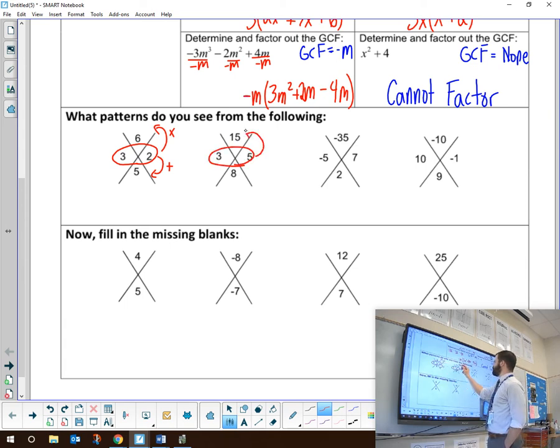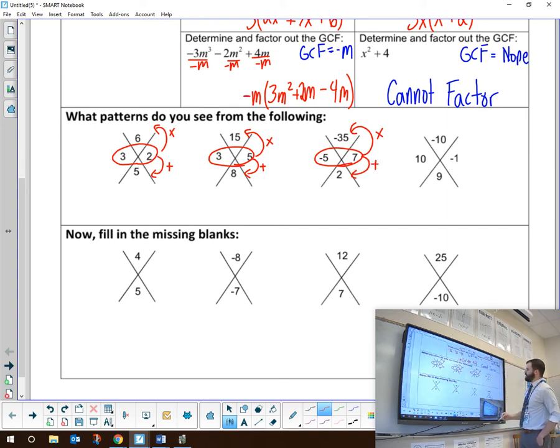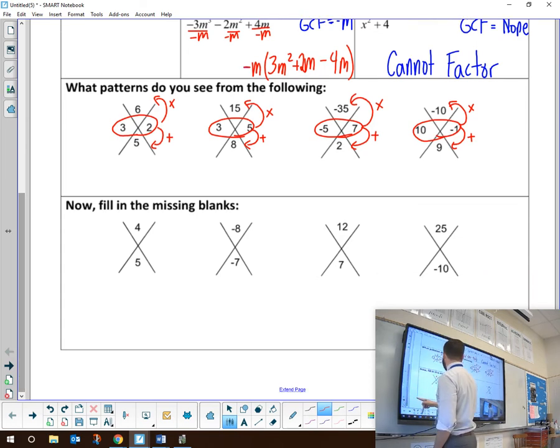The same thing's true here. 3 times 5 is 15. 3 plus 5 is 8. Same thing's true here. Negative 5 times 7 is negative 35. Negative 5 plus 7 is a positive 2, so it works with negatives too. Oh, and our last one here. 10 times negative 1 is negative 10. 10 plus negative 1 is 9. Awesome stuff, guys.